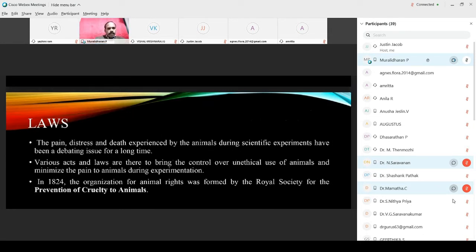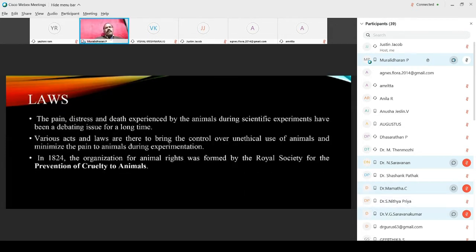So the laws were implemented to control the use of these animals. Why? Because preventing the pain, distress, and death experienced by animals during scientific experiments has been a debated issue for a long time. So to control that, laws were used, and various acts and laws are there to bring control over unethical use of animals and minimize the pain to animals during experimentation.